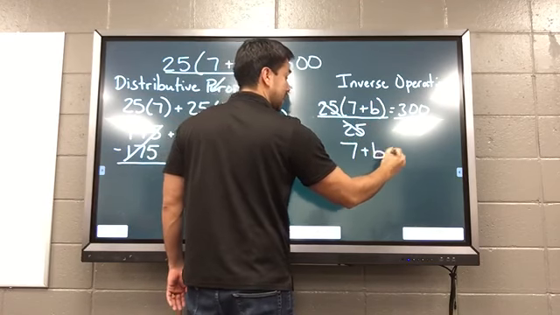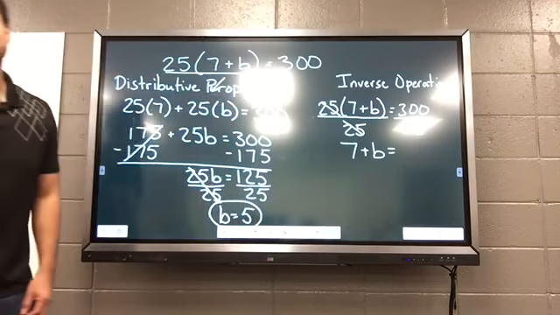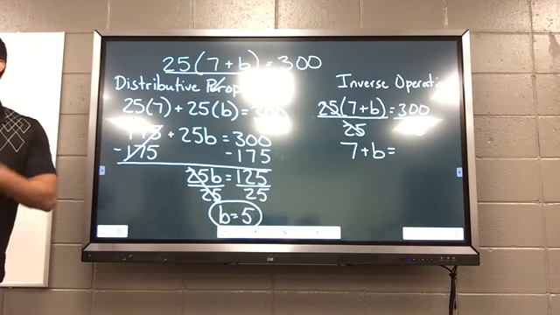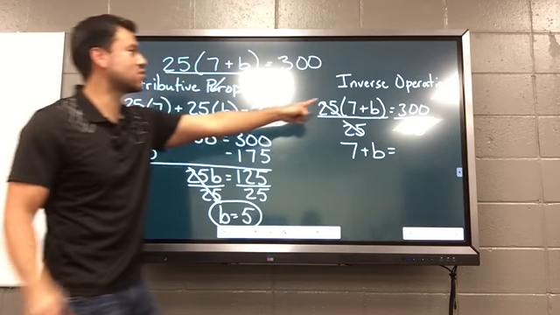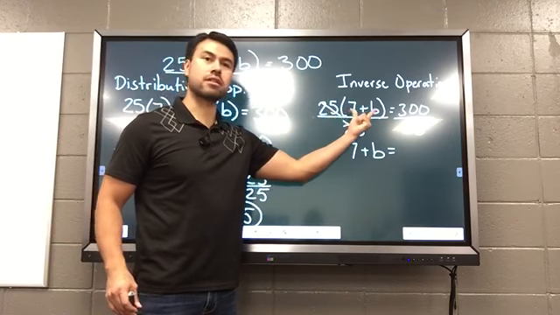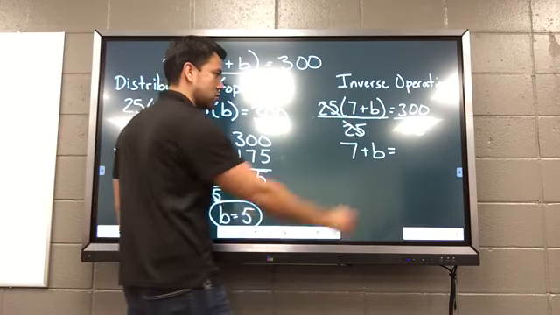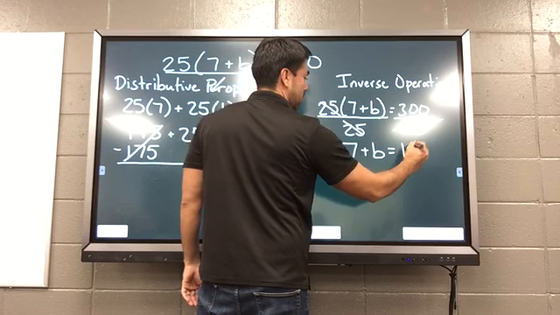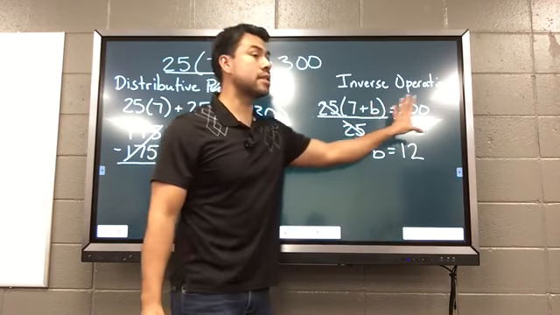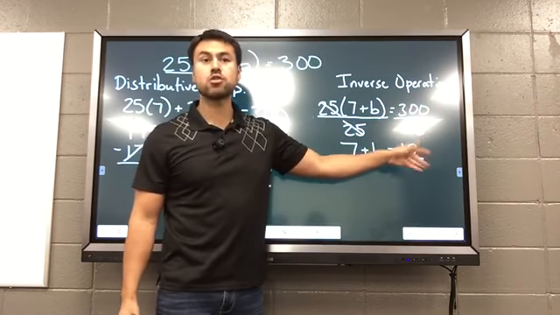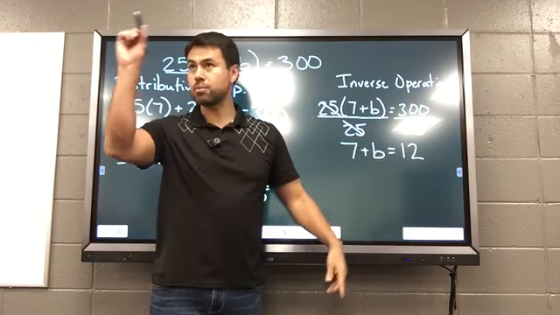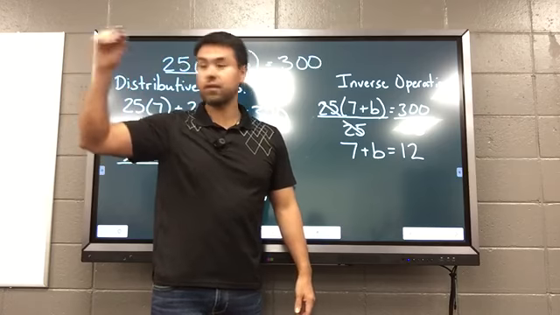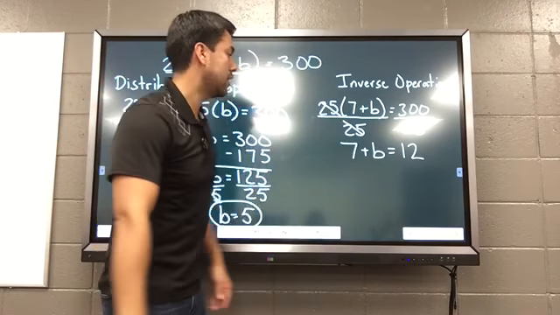7 plus B. That's the identity property of? Multiplication. Wait, that's addition. Yeah, but we said 1 times all this. That's the identity property of multiplication. 300 divided by 25 is 12. And again, I'm writing these steps out like the answers, but if you didn't know that, you would actually put 300 divided by 25 and figure it out. You get 12.